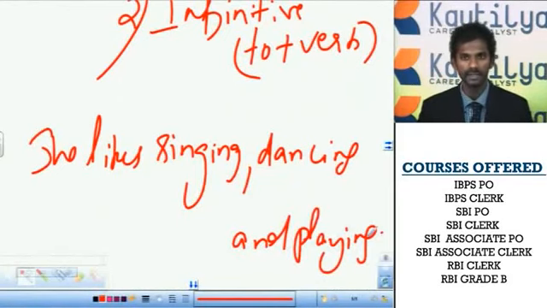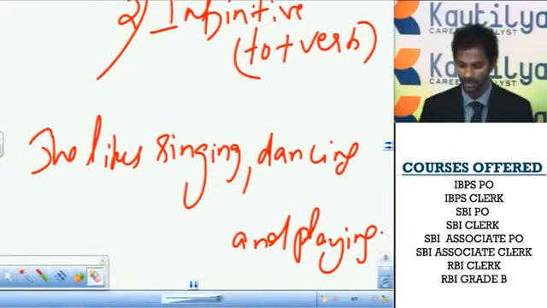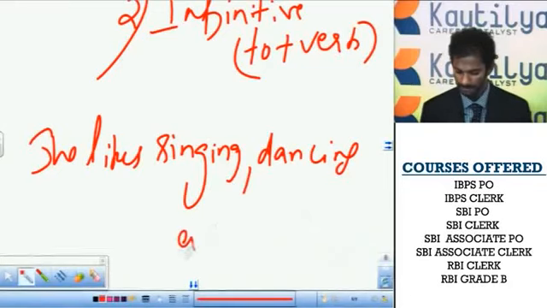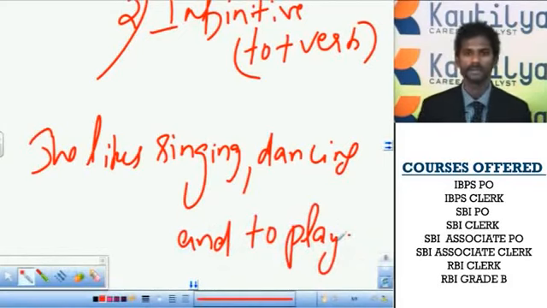Similarly, infinitive is to plus verb. If one idea is in the infinitive form, all the others must also be in the infinitive form. I make a modification to the sentence and I frame it this way. She likes singing, dancing and to play.